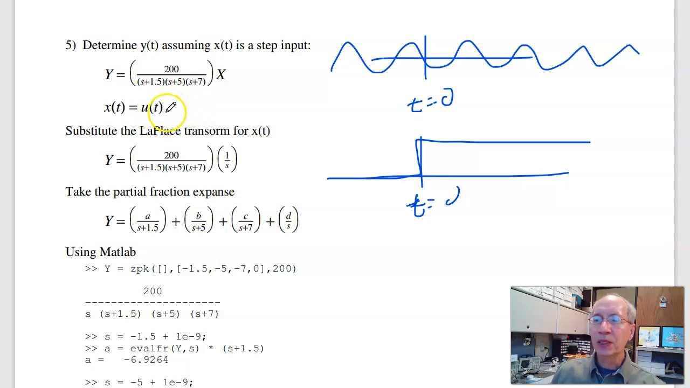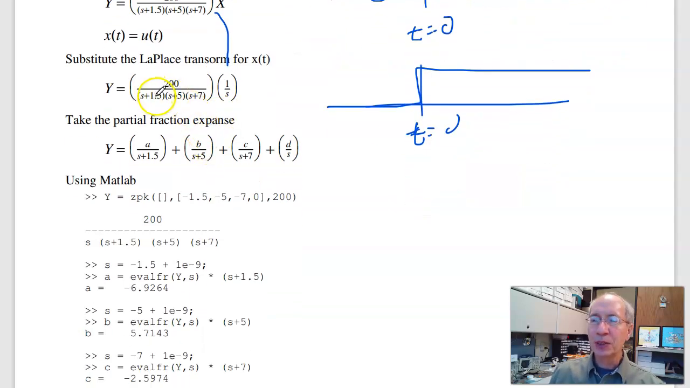So to solve this one, I substitute. Take the Laplace transform of x, plug it in. That's the Laplace transform of y. Now this isn't in my lookup table, so what I'm going to do is use partial fractions. I know I can express y in this form, partial fractions, just have to find A, B, C, D. A couple ways of doing that. You can use the cover-up method to find A, cover up this term, and evaluate at s equals minus 1.5.